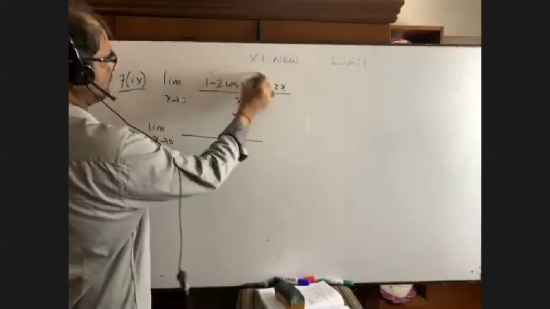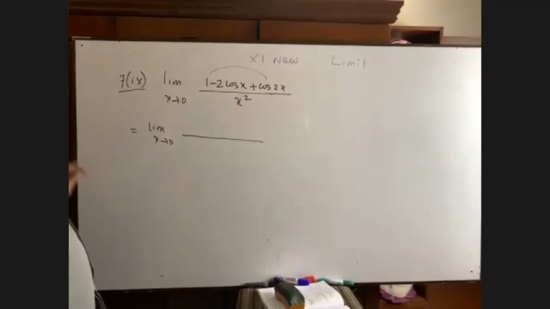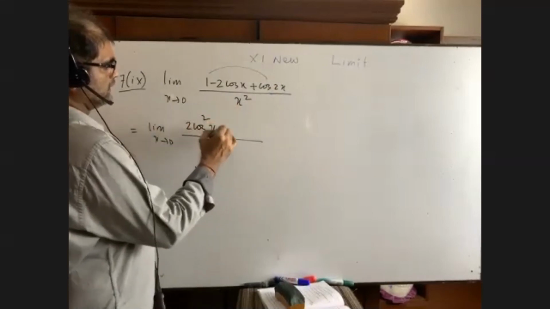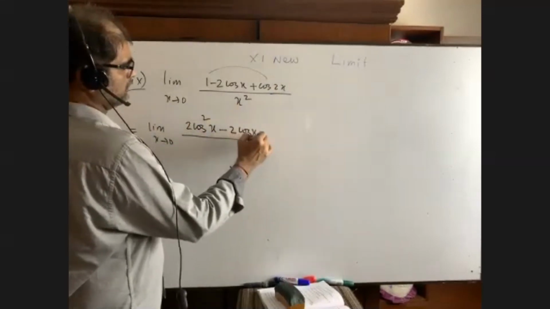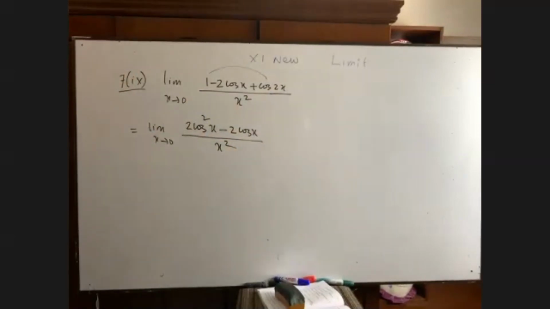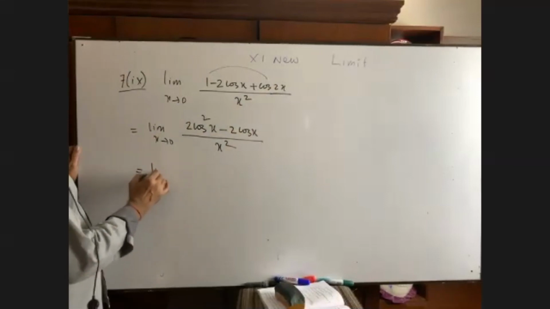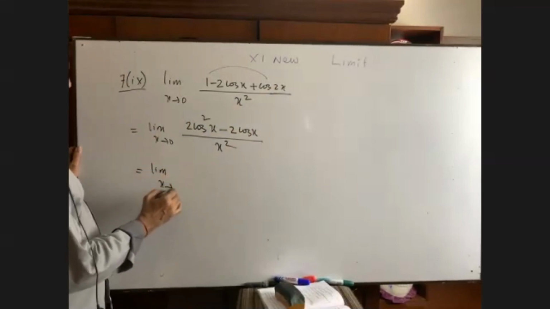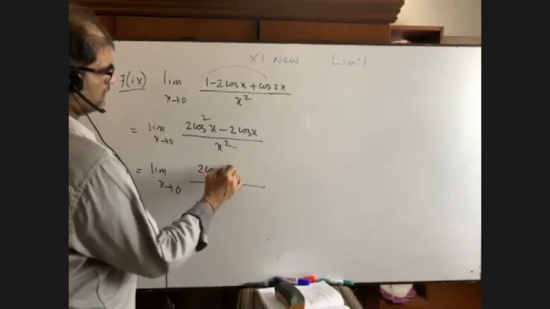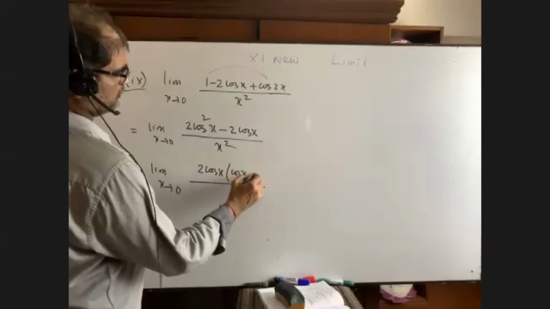What is the formula of this? 1 plus cos 2x equals to what? 2 cos square x. Write down minus 2 cos x. Can I write it? I have nothing to do other than this, right? I have just put it into formula. Okay. Now what should we do? I can take 2 cos x common. Is it? Cos x minus 1.